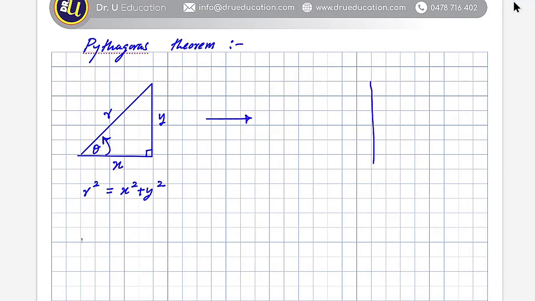So let me draw this one in two different ways. Initially we had r here, y here, x here. If you use Pythagoras theorem for this one, and this was angle theta, it would be r squared is equal to x squared plus y squared. That's Pythagoras theorem. Now, we have an extended version of this one. We just derived it. So we'll try to apply Pythagoras theorem to that extended version.